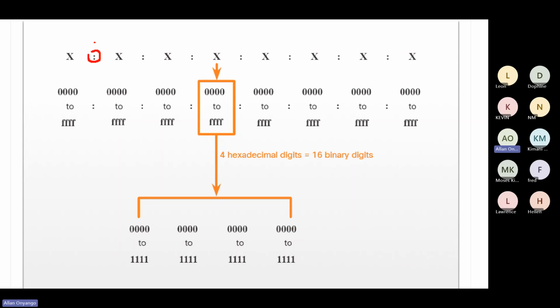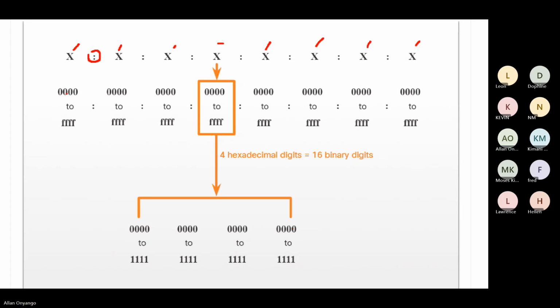And how many parts are there? 1, 2, 3, 4, 5, 6, 7, and 8 parts, okay? And all the parts, I'm going to show you, are not called octets. They are called hextets, and there is a reason why.